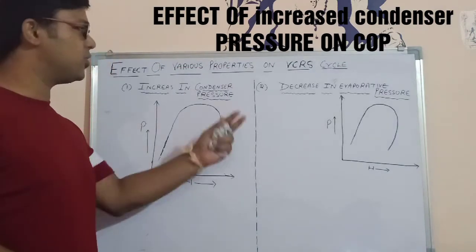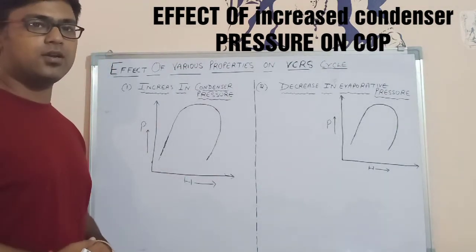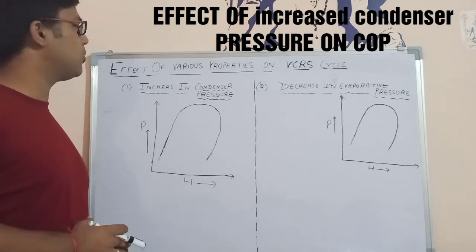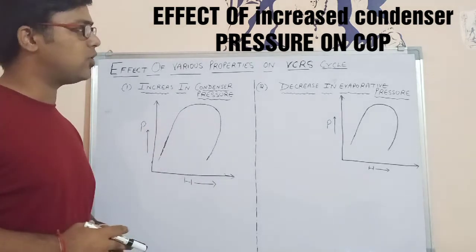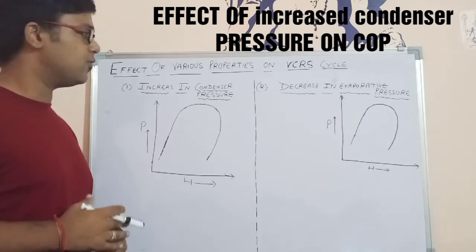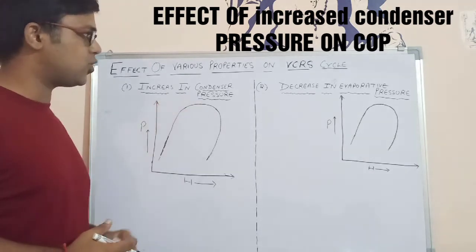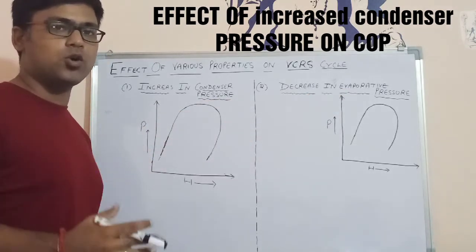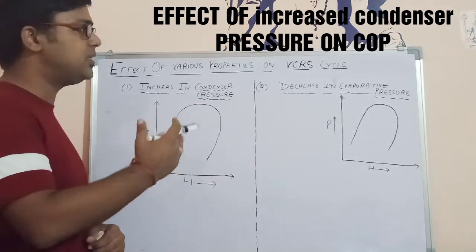Hello guys, today we are going to discuss the VCRS cycle. In the last lecture we discussed the VCRS cycle. So today we will focus on the effect of various properties on the VCRS cycle. It means if we increase the condenser pressure or decrease the evaporator pressure, what is going to be the effect of this on the COP of the VCRS cycle?